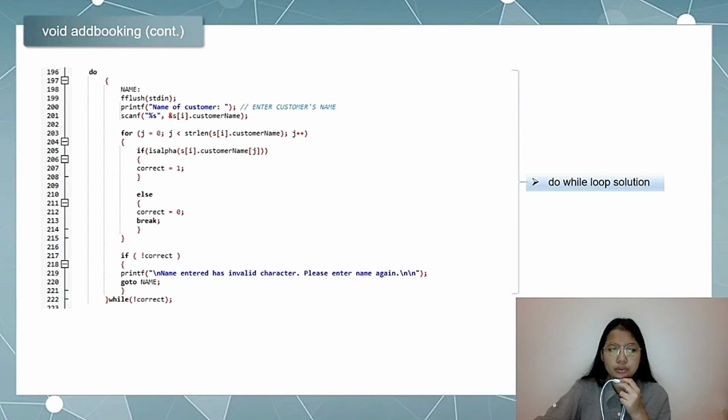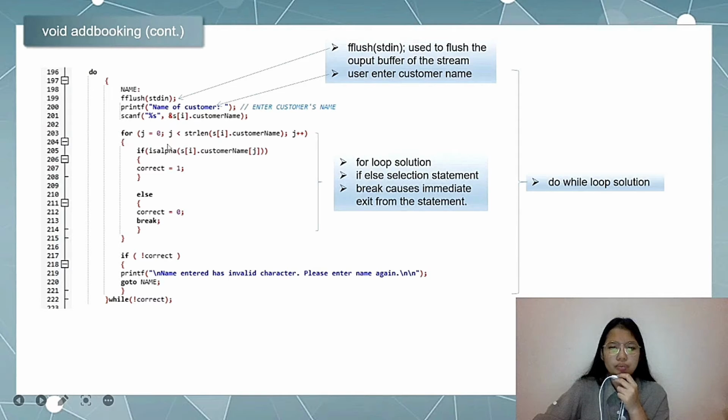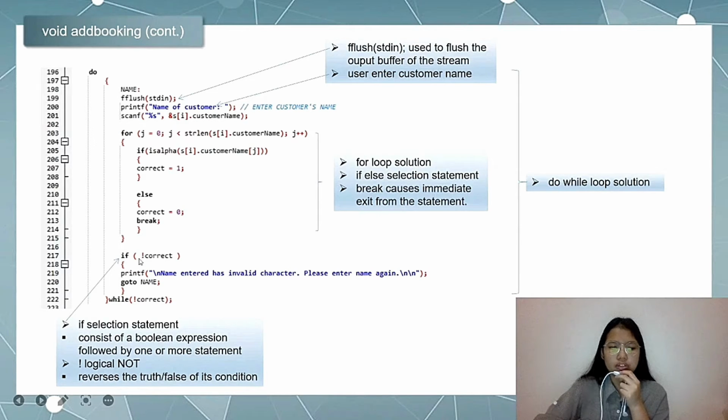This do-while loop is for the name. Fflush stdin is used to flush the output buffer of the stream. The user will enter the customer name. Using a for loop and if-else selection statement, break causes immediate exit from the statement. The if selection statement consists of a boolean expression followed by one or more statements. Logical NOT reverses the true or false of its condition.